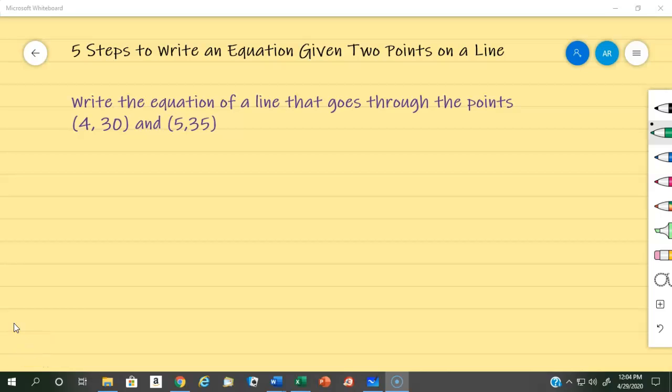All right, we're going to look at the 5 steps to write an equation given 2 points on a line. So it's being asked, write the equation of the line that goes through the points (4, 30) and (5, 35). My first step is just to write the general equation that I'm looking for. In this case, I'm going to be looking for the y-intercept format. So it's y = mx + b.